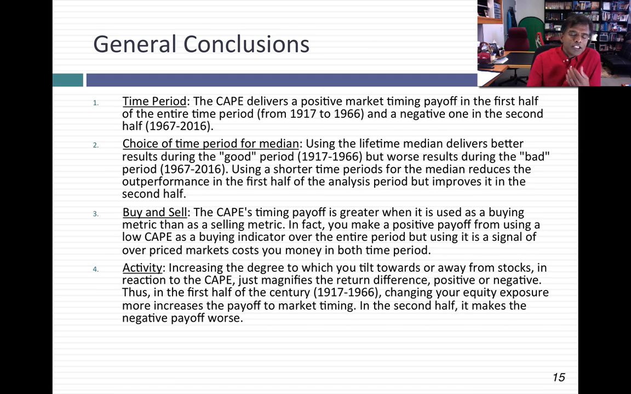And finally, changing that 80-40 to 120 to minus 100, so selling short, borrowing money, really all it did was magnify both the positive and the negative. It made my good period, the first 50 years, better. It made the bad period worse. So if you believe the last 50 years are reflective of what's going to happen in the future, becoming more active is only going to harm you. It's not going to help you.